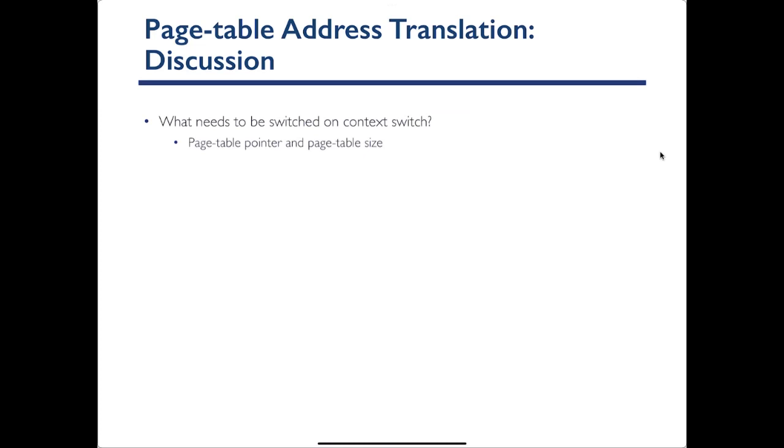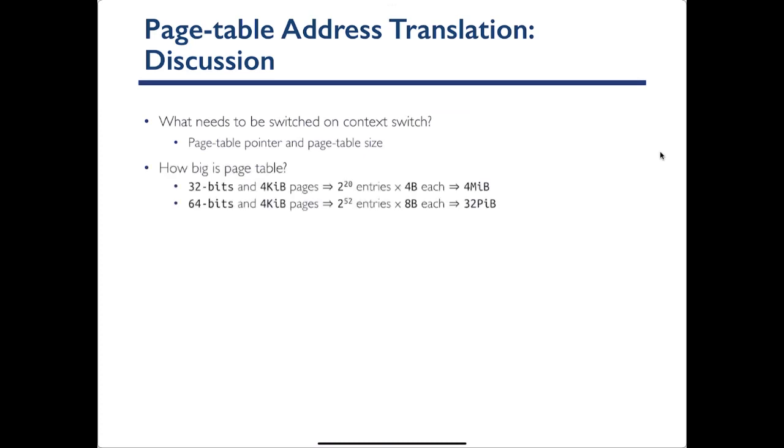Now, when a context switch happens, as we discussed, the operating system has to change this page table pointer to point to the page table of the new process that is going to run. Now, how big is the page table? That depends on the size of each page and the size of the virtual memory address space.